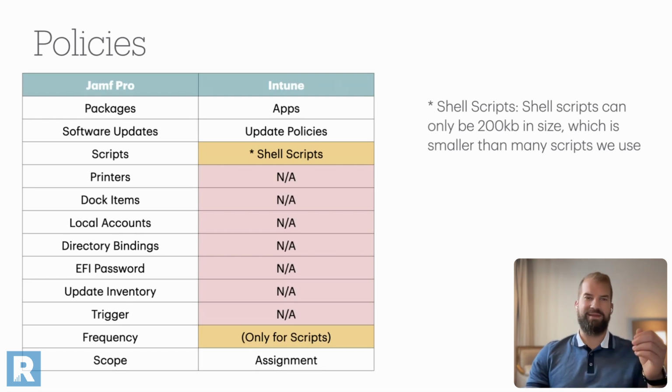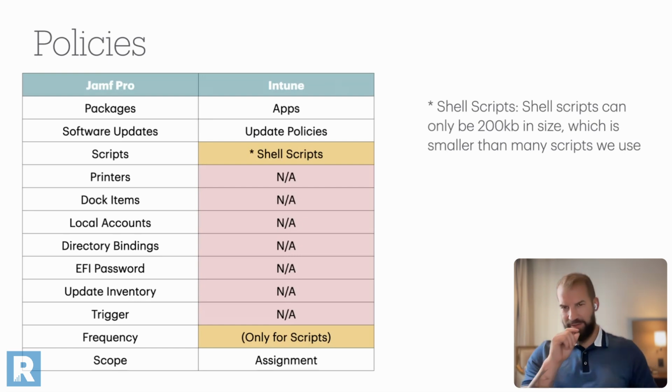I will say there is the software update payload within Jamf Pro. I'm going to go over software updates later, but that's a much smaller part of what it does. I'm just comparing these two features. We have scripts inside Jamf Pro, which is similar to shell scripts within Microsoft Intune. However, I did want to make a call out that there was a limitation, which at first glance probably doesn't sound like as big of a deal, but you can only deploy shell scripts that are 200 kilobytes in size.